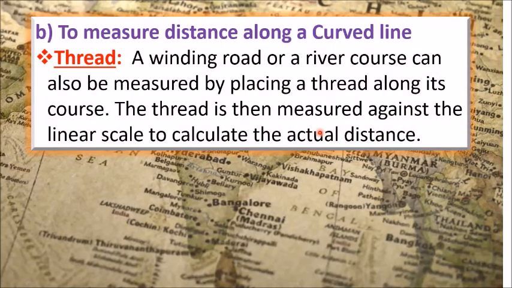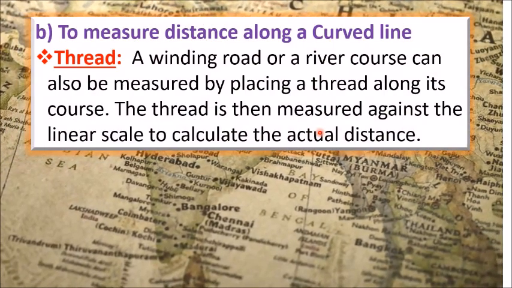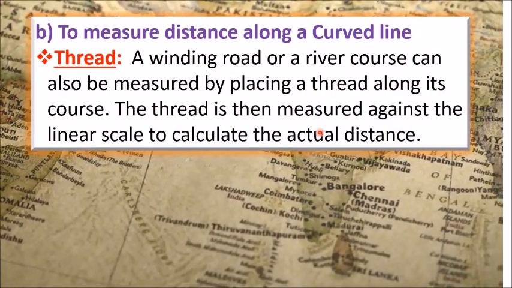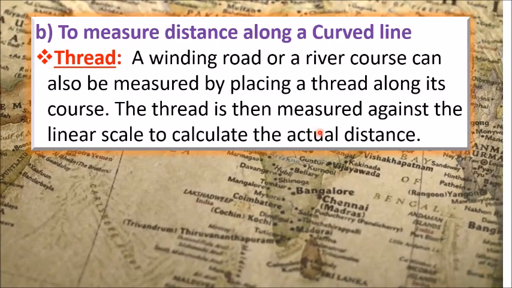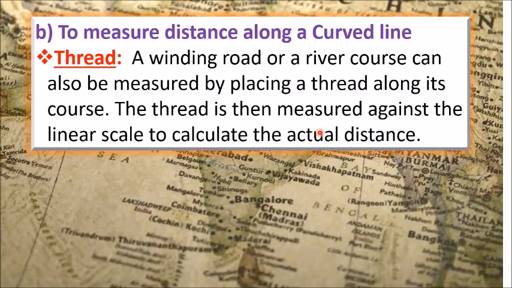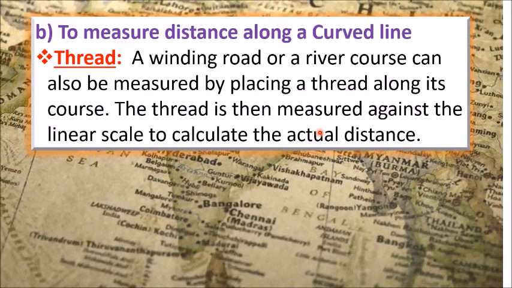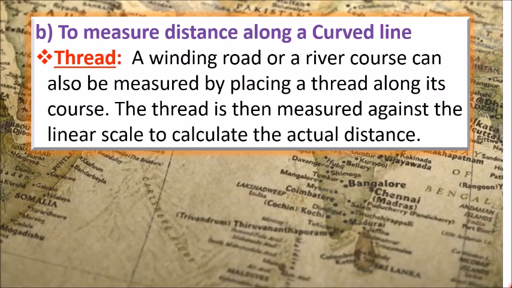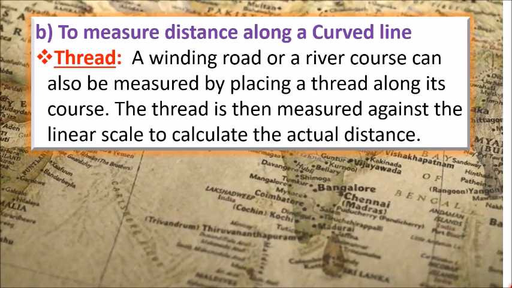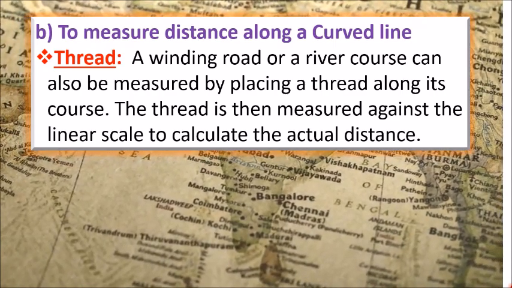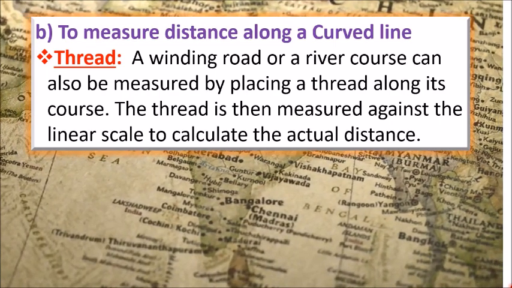Next, we are going to learn to measure distance along a curved line. To measure distances like the course of a river or a winding road, a straight edge of a paper can be used. For it, first you mark the starting point on the strip of paper, and at every bend, hold the paper and fold the paper until the end of the course. Now, by using a graphical scale, the actual distance on the ground can be calculated in miles, yards, or kilometers.